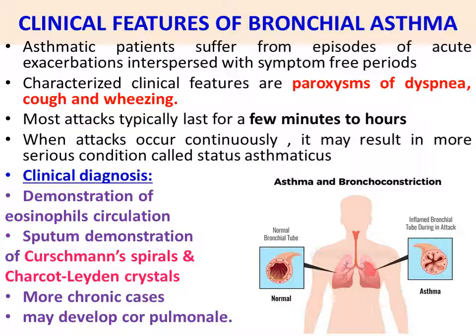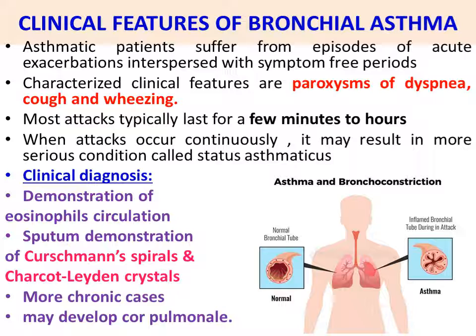Most attacks typically last for a few minutes to hours. When attacks occur continuously, it may result in a more serious condition called status asthmaticus. For clinical diagnosis, asthma is identified by demonstration of circulating eosinophils and, in sputum, Kirschmann spirals and Charcot-Leyden crystals. More chronic cases may develop cor pulmonale, so severe lung disease may happen with bronchial asthma.